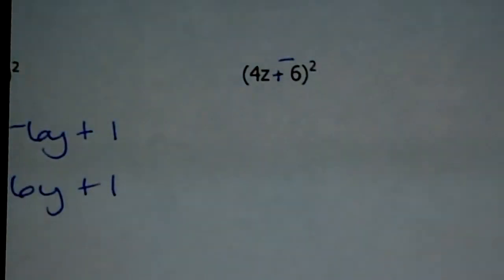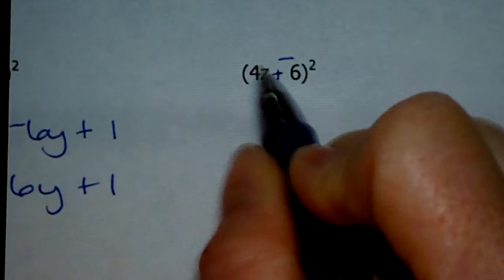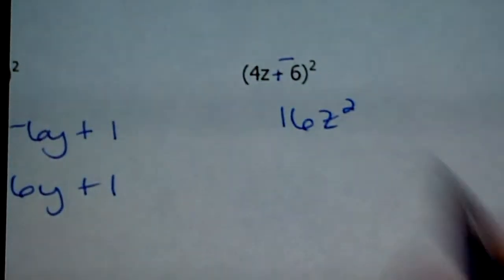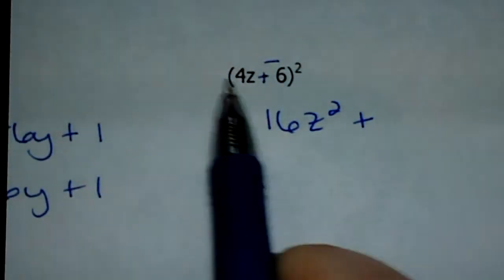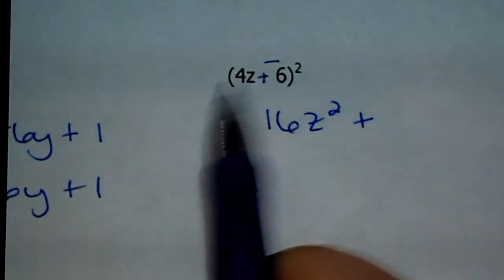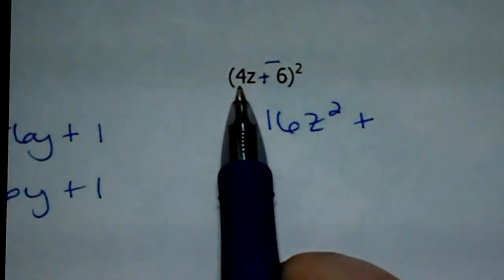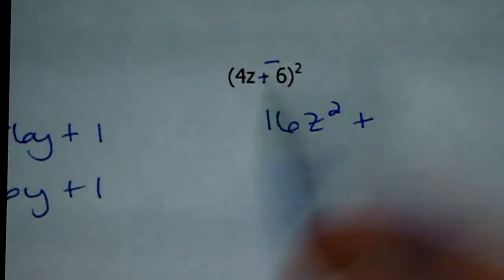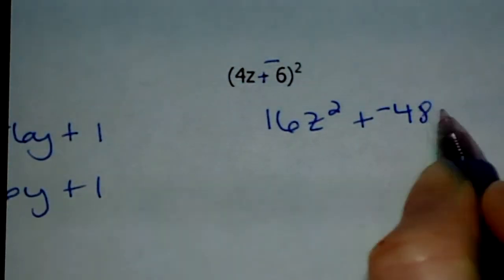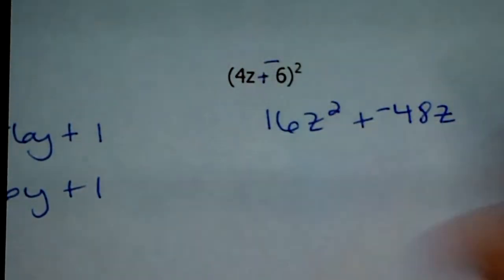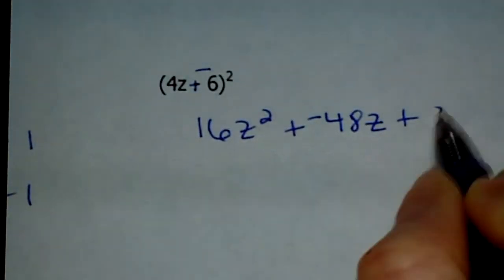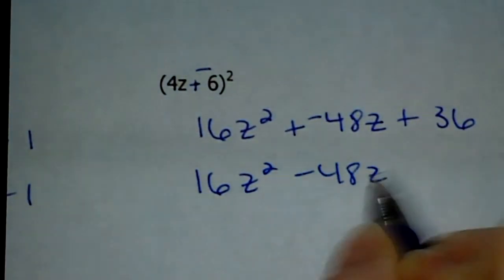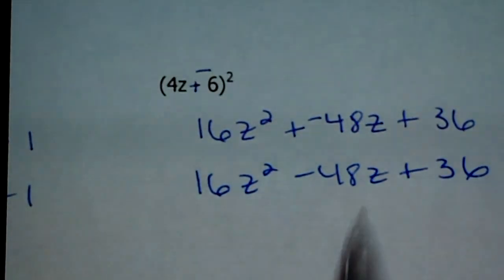All right, last but not least, to get the first term, I take the quantity of 4z squared. That's 16z squared. To get my middle term, I take 2 times 4z times negative 6. 2 times 4z would be 8z, and 8z times negative 6, 8 times 6 is 48, so it would be negative 48z, and the quantity of negative 6 squared would be a positive 36. And again, the best way to write it would be this way, but either way is fine.